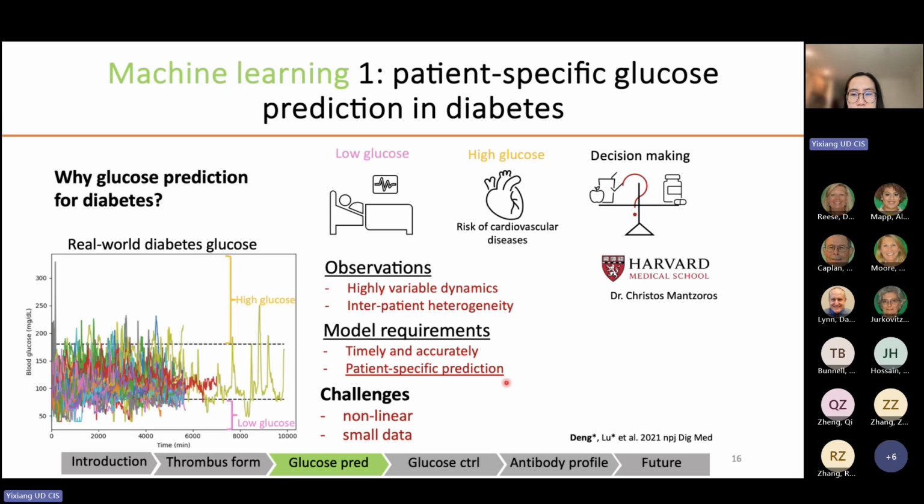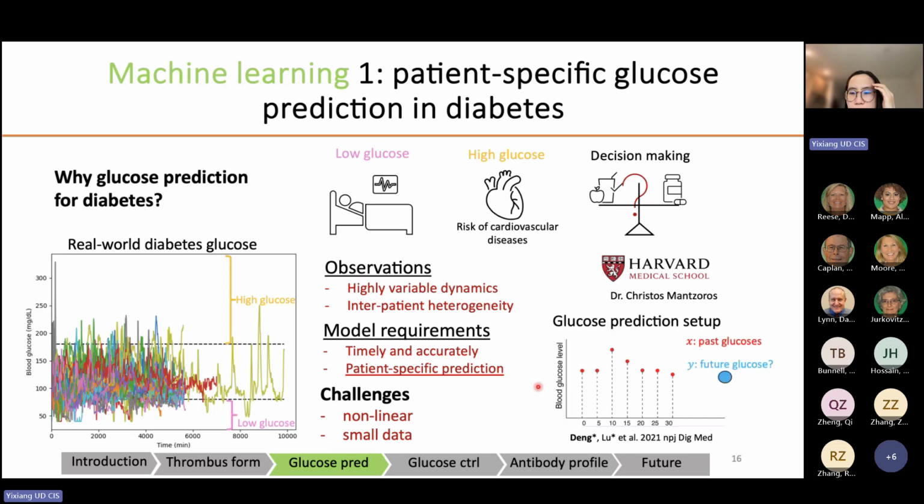To solve these challenges, we follow the traditional way of defining a data-driven glucose prediction model. We frame this problem as using the input to be the past 30 minutes of glucose trajectory, at every five minutes, so basically a 7-dimensional data input, and then our output will be the future glucose at 5 minutes or 30 minutes, etc.